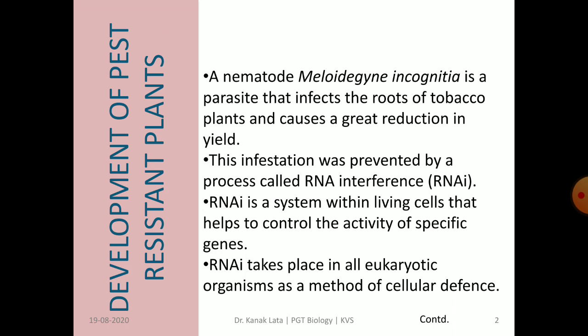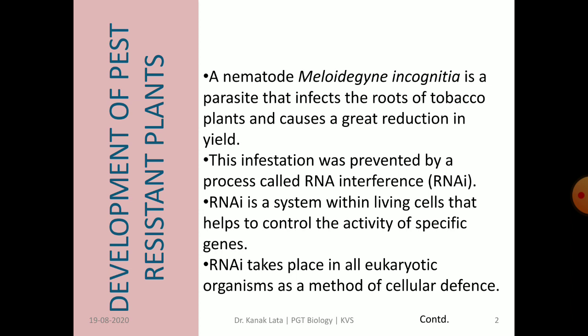As it is known that nematode is a group of organisms which parasitize a large number of plants and animals, including human beings. One of the common nematodes is Meloidogyne incognita. It is a parasite that infects the root of tobacco plants and causes a great reduction in the yield. This infestation was prevented by using a novel strategy which was based on the process of RNA interference.